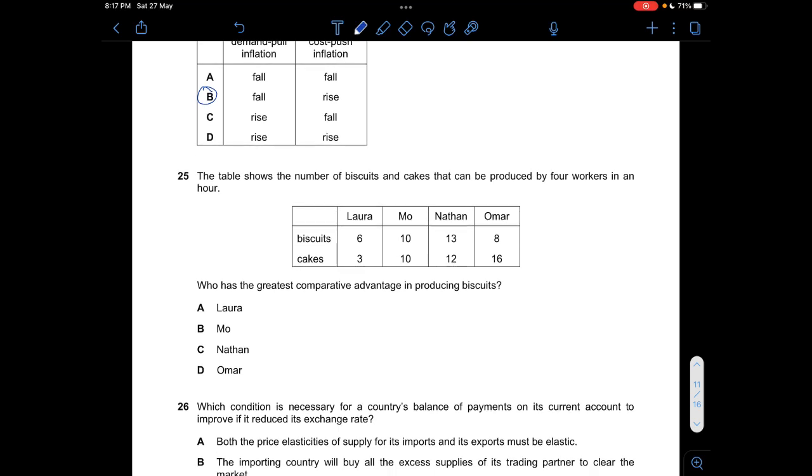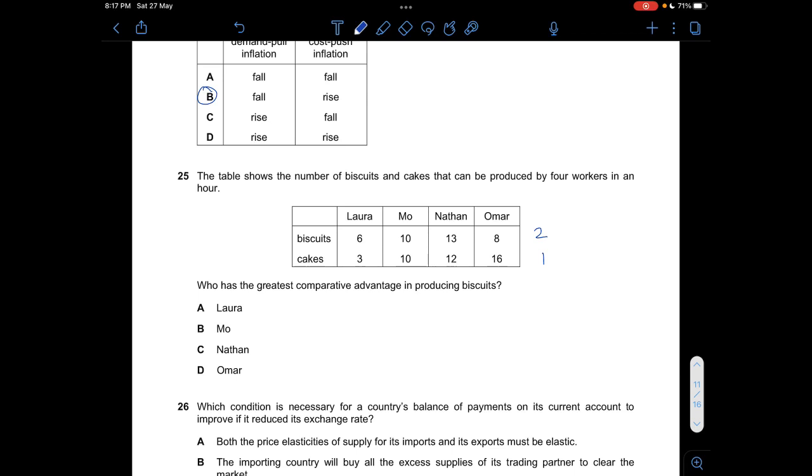Question 25. The table shows the number of biscuits and cakes that can be produced by 4 workers in an hour. Who has the greatest comparative advantage in producing biscuits? Laura can produce 6 biscuits and 3 cakes. Mo can produce 10 biscuits and 10 cakes. Nathan can produce 13 and 12, and Omar can produce 8 and 16. Looking at numbers alone, if you take Laura's numbers, for example, she produces 2 biscuits for every 1 cake. For Mo, that will be 10 and 10. Nathan would be 13, 12. For Omar, it'll be 8, 16, which means that Omar is better off producing cakes.